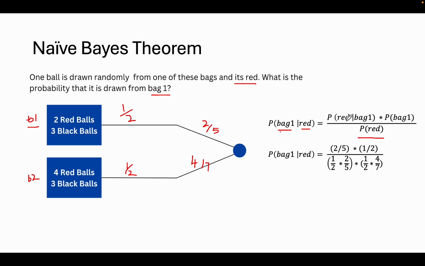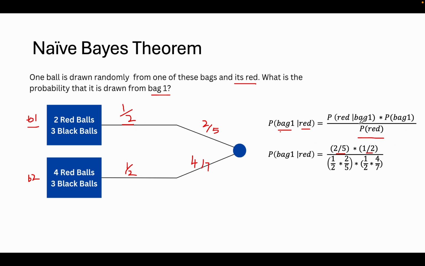So if we put the values into this equation, if we see what is the probability of the ball being red in bag 1, it is 2 by 5. So this is what we put here as well. Then what is the probability of bag 1? That's 1 by 2 that we just calculated over here.